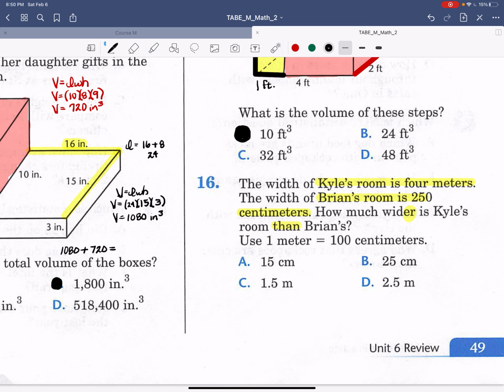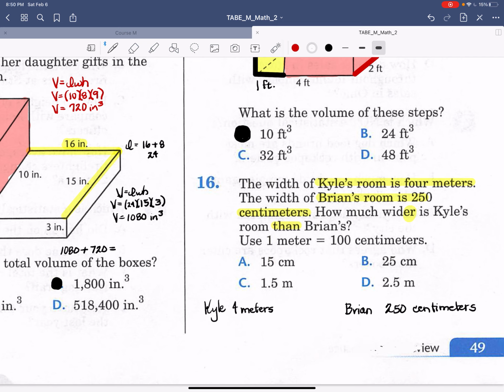Okay, so 4 meters, that's Kyle's room. And then Brian's room is 250 centimeters. So we need to convert either to meters or to centimeters. But when I look at my answer choices, it could be either. It could be meters or centimeters. So I'm going to go ahead, just mainly for practice, and convert both of them for you.